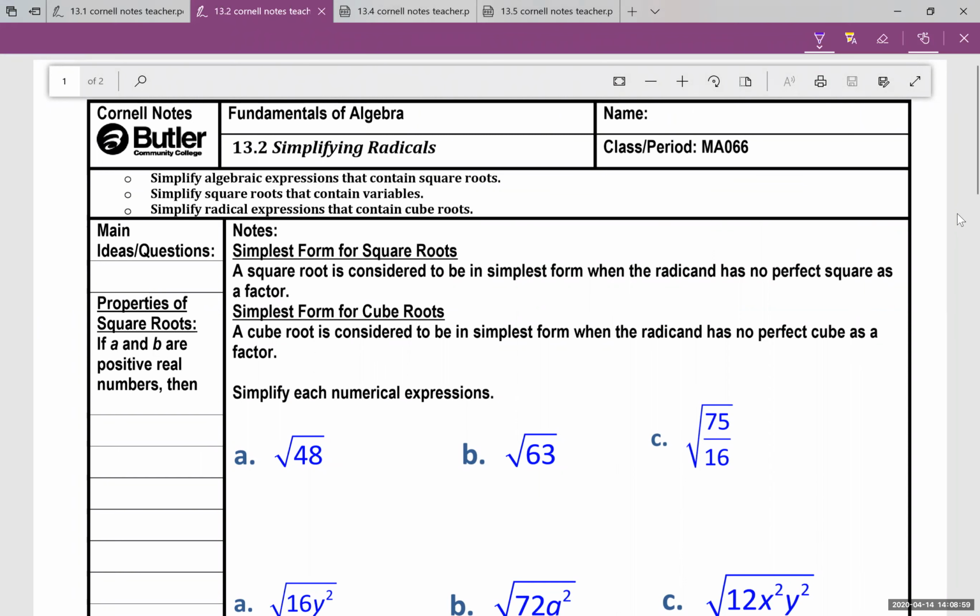Just note on this lesson, you're not going to be using your calculators. You're not going to be getting it down to a decimal. You're actually going to be simplifying. So I need to teach you a few things first.